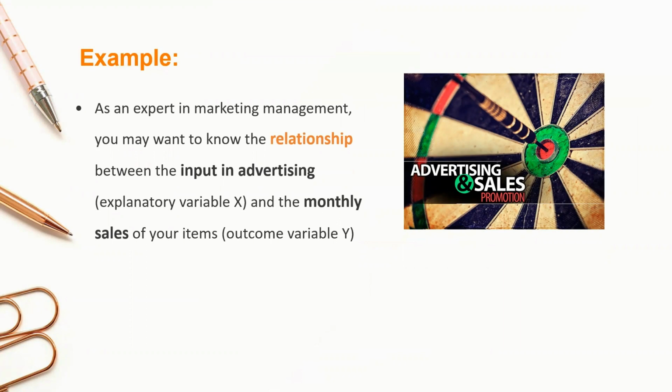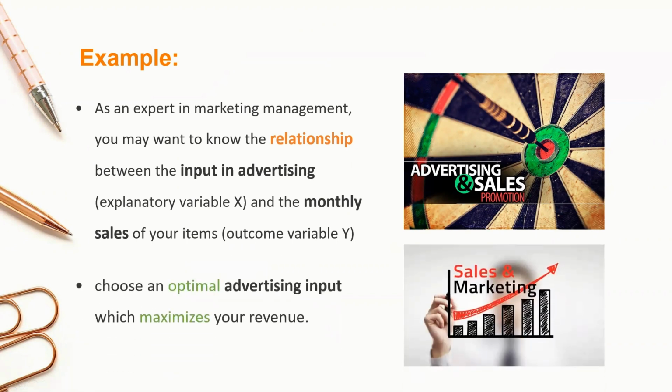So for example, someone in the marketing management may want to know the relationship between the advertising investment and the monthly sales of one item. So to find a relationship, it is a regression problem. So here, we are interested in the question that how advertising will influence the sales. So advertising input as a factor of sales is the explanatory variable, and the outcome sales is naturally the outcome variable. So solving the relationship between them is useful because after knowing that, we will have a guidance to choose an optimal advertising input, which gives the maximum revenue.